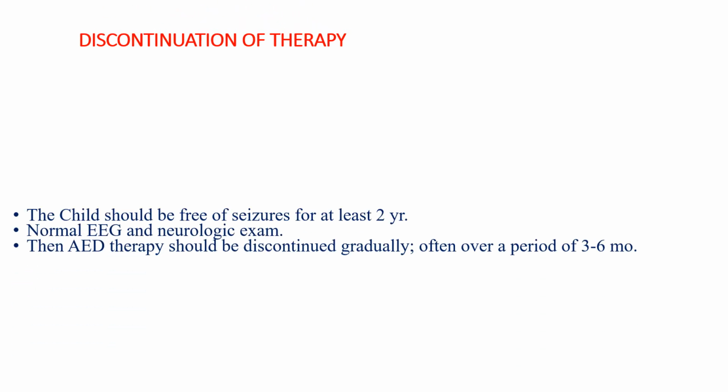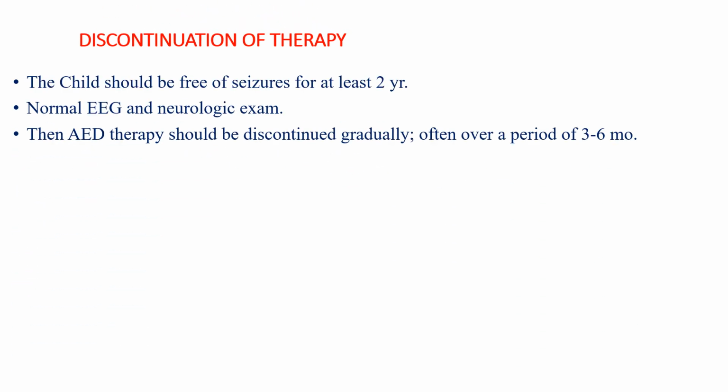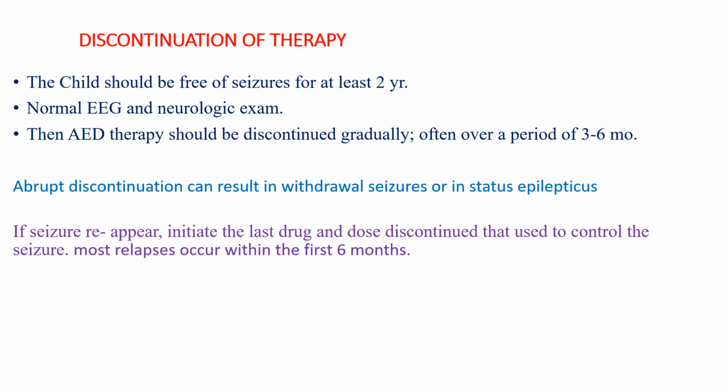To discontinue anti-epileptic drugs, at least the child should be free of seizures for 2 years. EEG and the neurological exam should be normal, and the anti-epileptic therapy should be discontinued gradually, tapered over 3 to 6 months. Abrupt discontinuation can result in withdrawal seizures or in status epilepticus. If seizures reappear after discontinuation, initiate the last drug and dose that was used to control the seizure. Most relapses occur within the first 6 months after discontinuation.